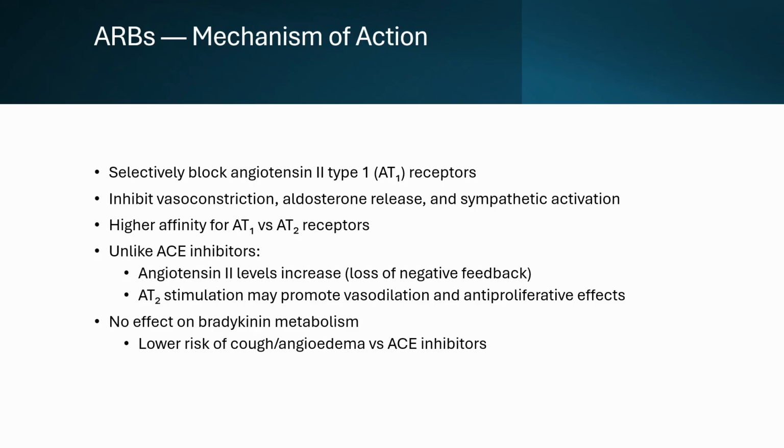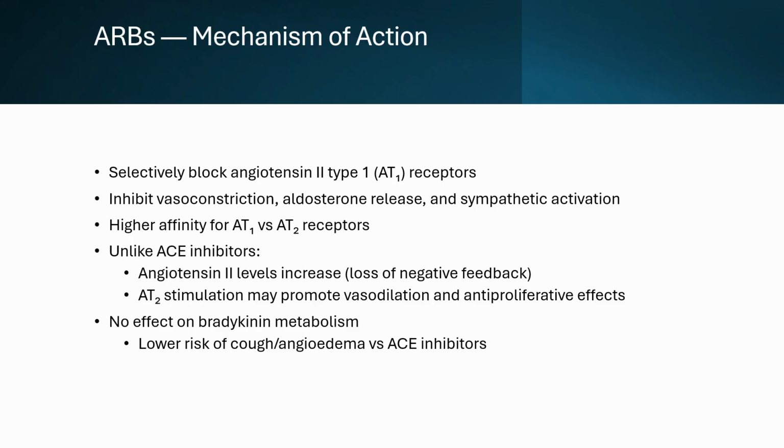This prevents angiotensin II from binding to the receptor, which blocks vasoconstriction, aldosterone secretion, and sympathetic activation. When we say ARBs selectively block angiotensin type 1 receptor, this simply means that they have a higher affinity for this receptor. ARBs have over 1,000 times greater affinity for this receptor over angiotensin type 2 receptors.